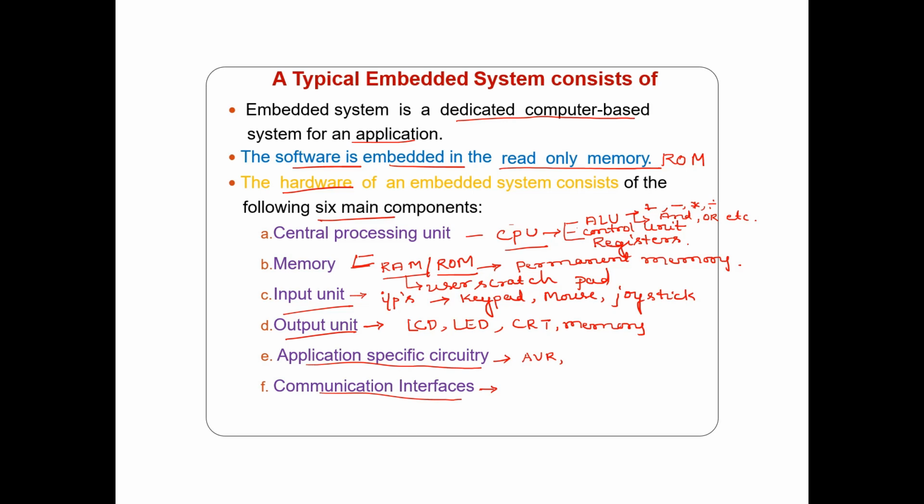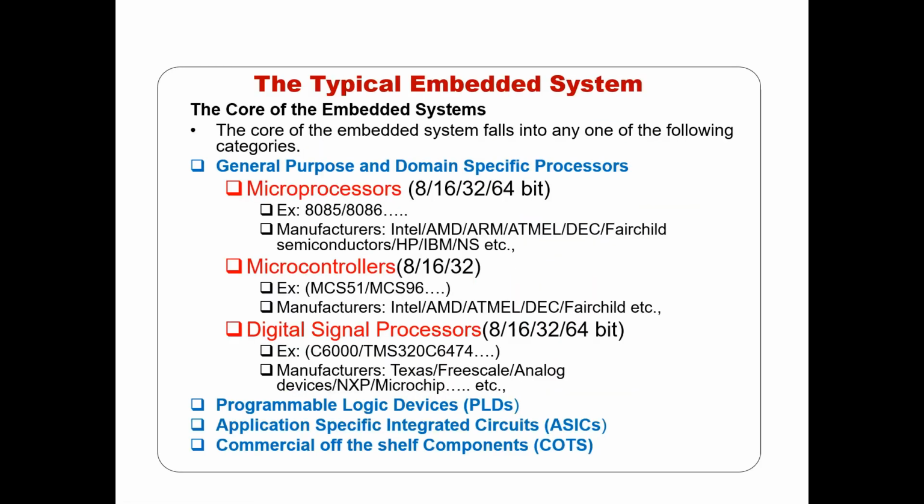Thereby the communication interfaces will be such as ZigBee or Wi-Fi. These are all the communication protocols and interfaces which most embedded systems will have. So such embedded system communication interfaces are often used for communicating information.